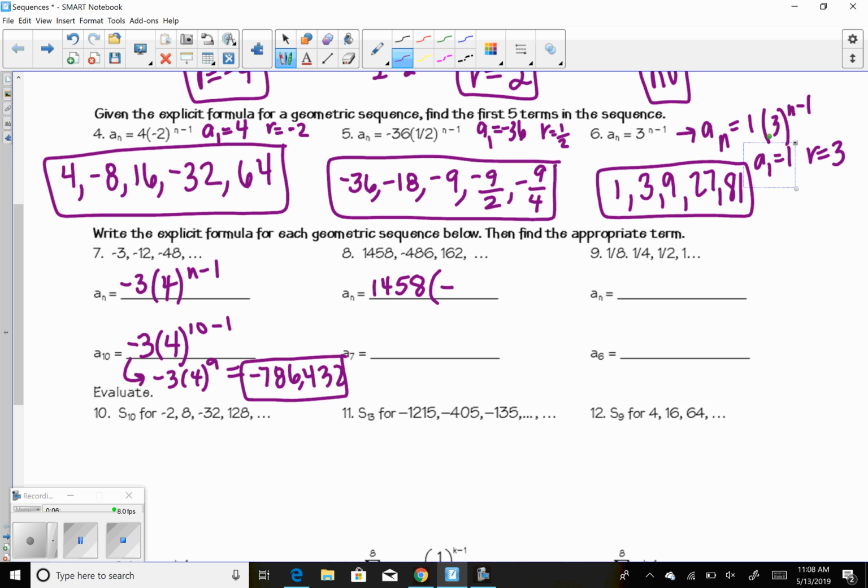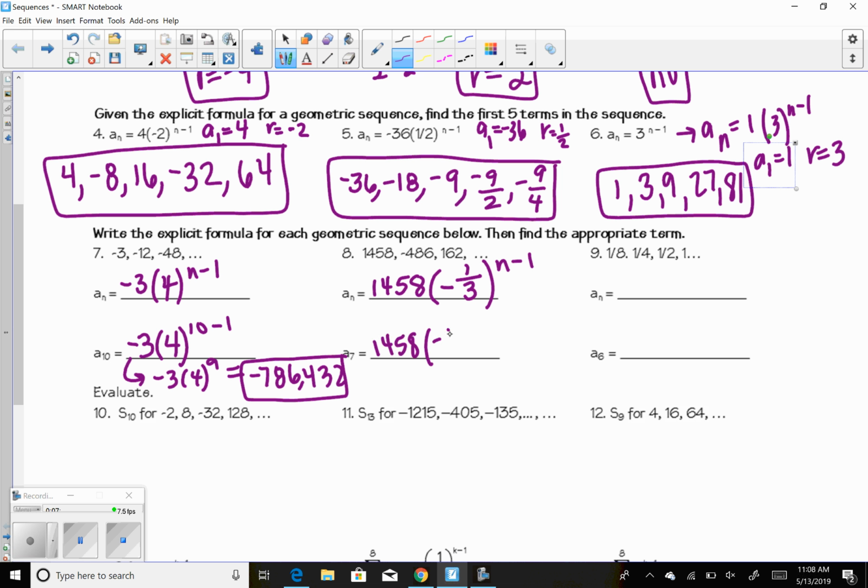Okay, so we don't represent this in terms of division. We always represent ratios in terms of multiplication. So if you divide by 3, it's the same thing as multiplying by 1/3. Because it was alternating, I know it had to be negative. I'm dividing by 3, so I represent it with a -1/3 ratio to the n minus 1 power. So now it asks me to find the 7th term.